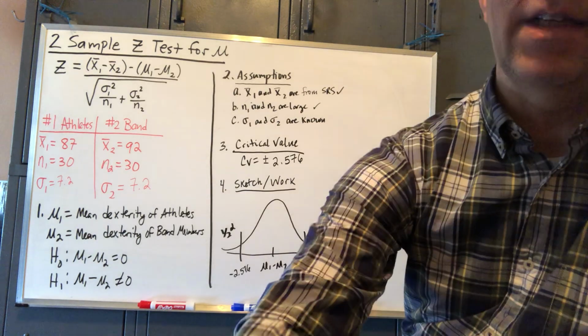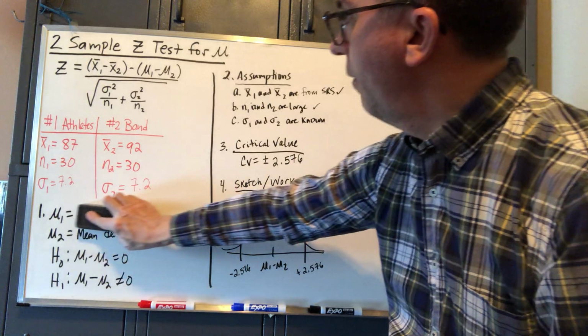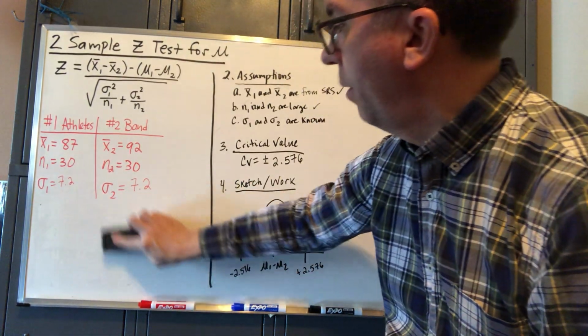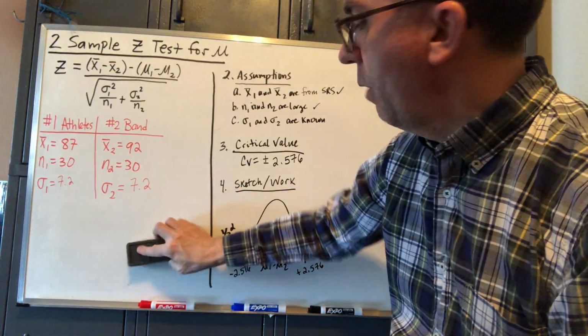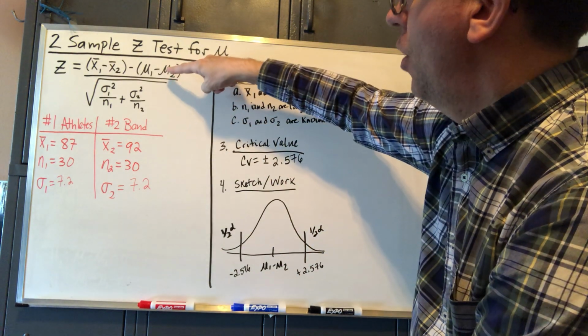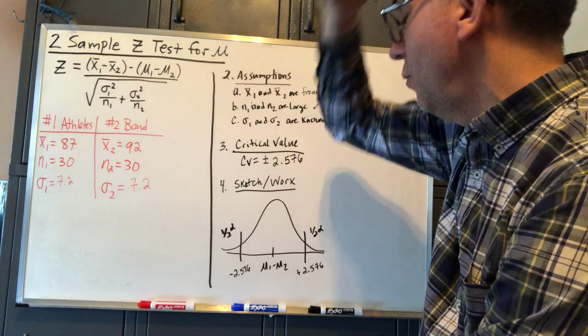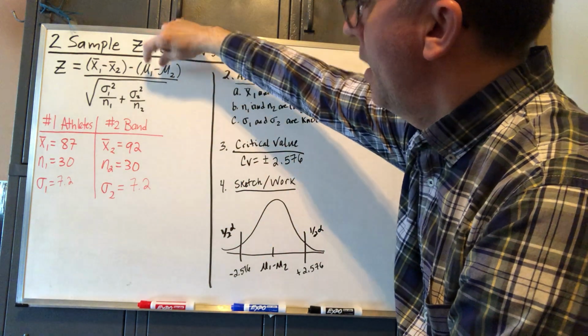All right, so let me erase some things here and let's do some calculation. I wrote the formula at the very top here. Don't be worried about the formula. We know all the values. The only one I want to show you that's weird is mu1 minus mu2. But if you remember from our null hypothesis, didn't we say mu1 minus mu2 was 0? So we're going to put a 0 in that spot.